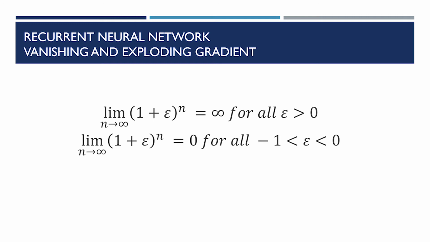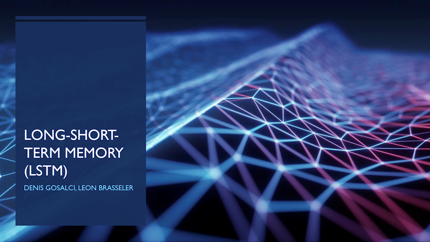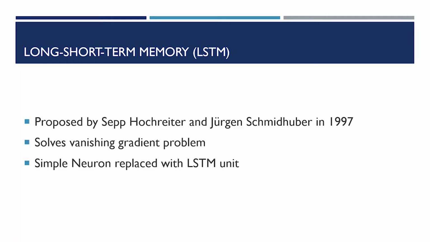This is a huge problem in deep machine learning, but several approaches to solve this exist, like gradient clipping and long short-term memory. Now I'm going to give you an overview of the idea of long short-term memory. Sepp Hochreiter and Jürgen Schmidhuber proposed the idea of LSTM in 1997 to deal with the vanishing gradient problem. In an LSTM, the simple neuron is replaced with a more complicated unit, which gives the ability to let the backpropagating gradient through without changing it.